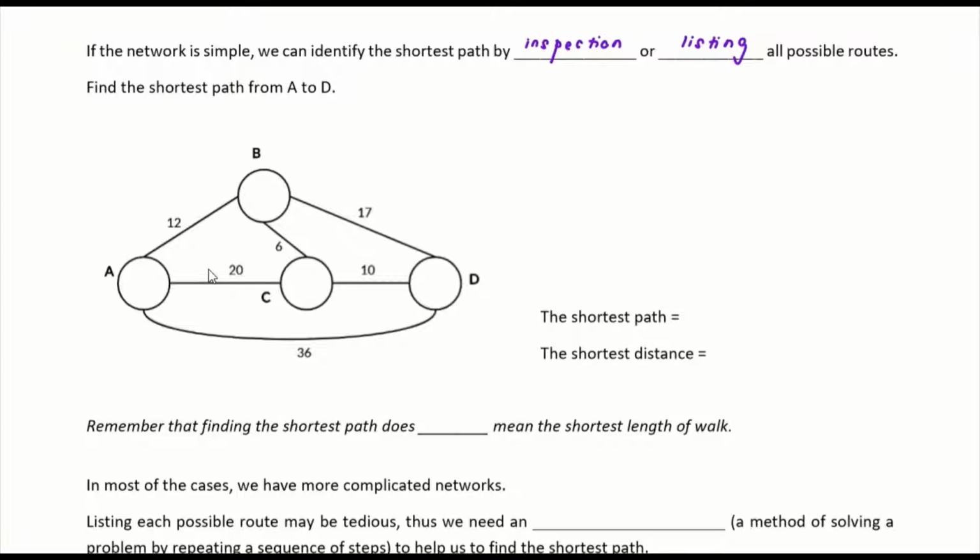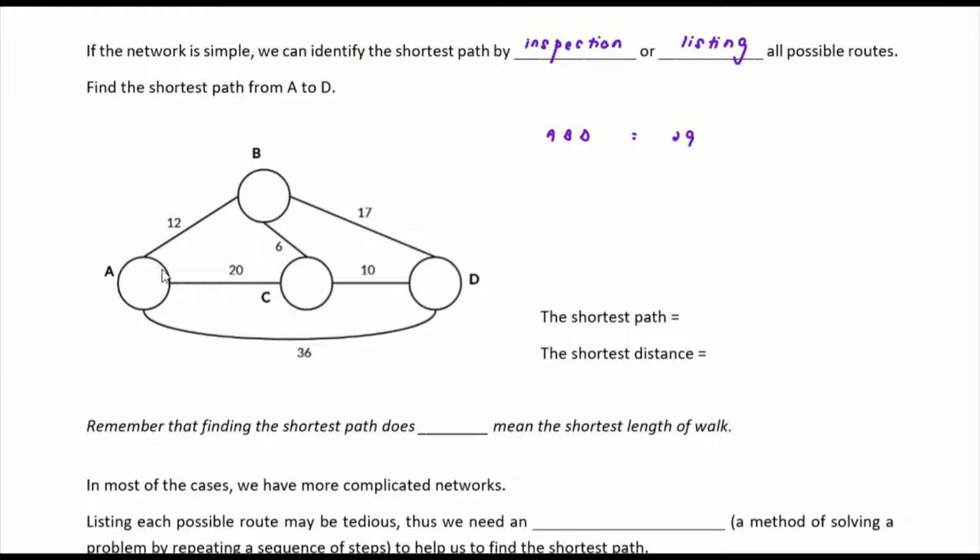For example, if you want to reach D from A, what are the possible routes that you can take? This is a bit similar to inspection, but you are just listing out everything in a written way. So if you want to go from A to B and then to D, you are going to take a distance of 29.